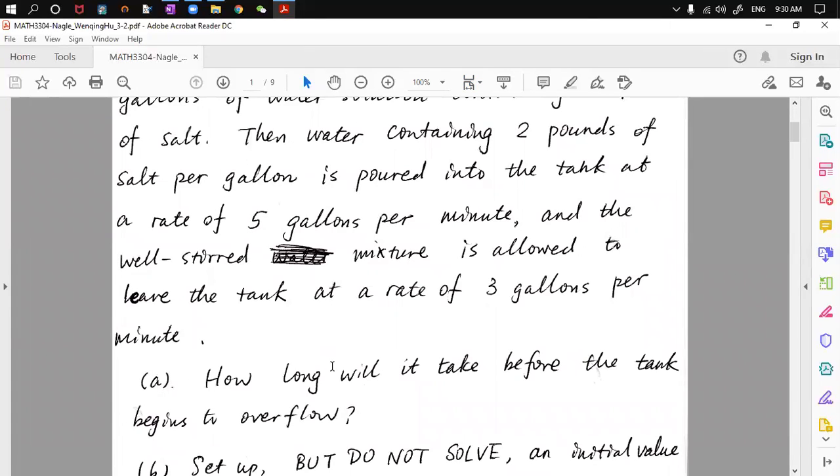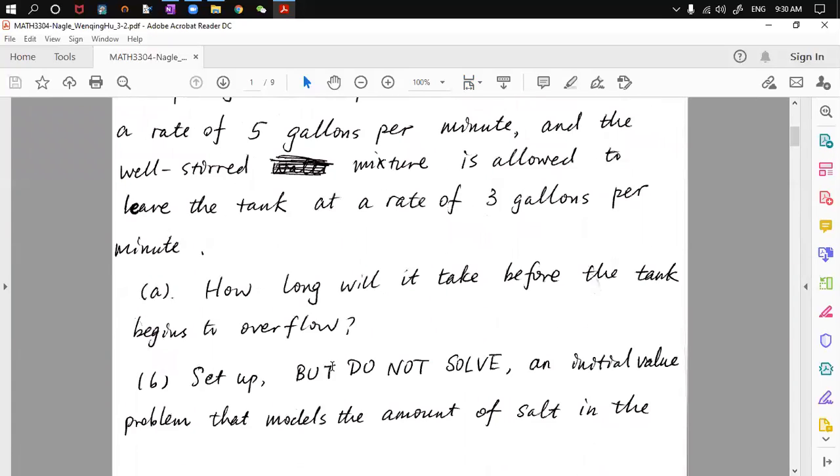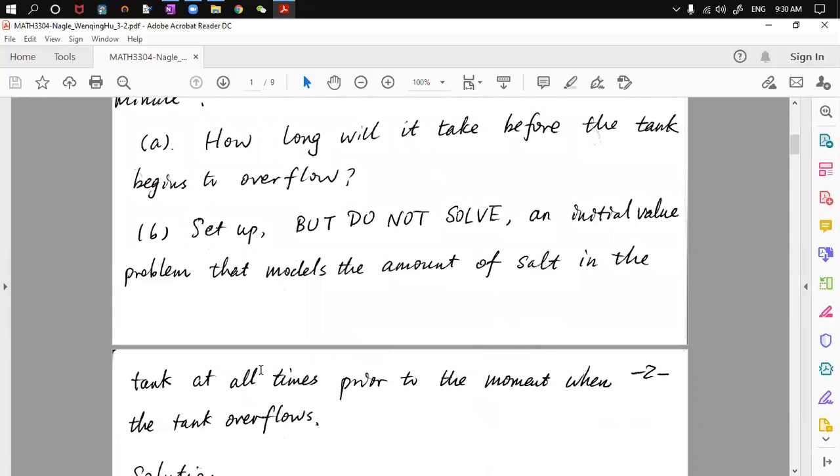The first question asks: how long will it take before the tank begins to overflow? And the second question says: can you set up, but do not solve, an initial value problem that models the amount of salt in the tank at all times prior to the moment when the tank overflows? So those are two very nice questions that we need to answer.